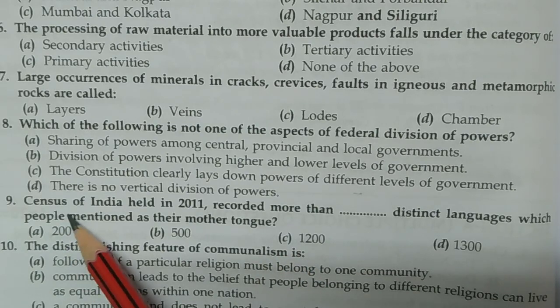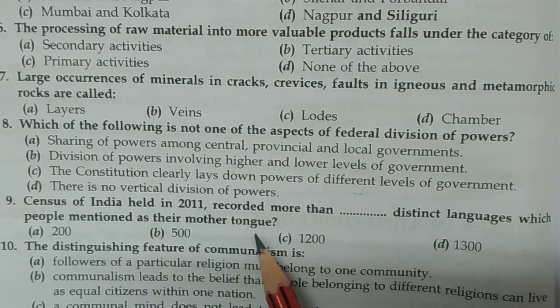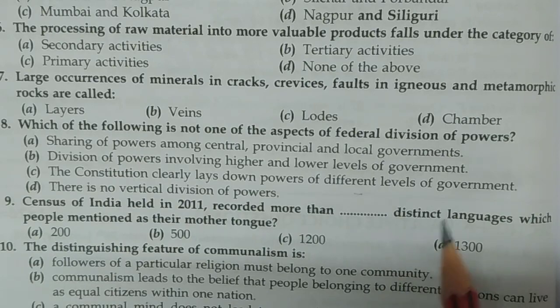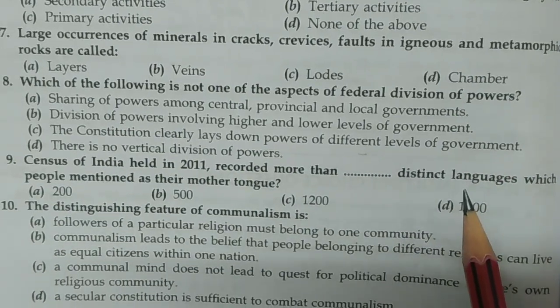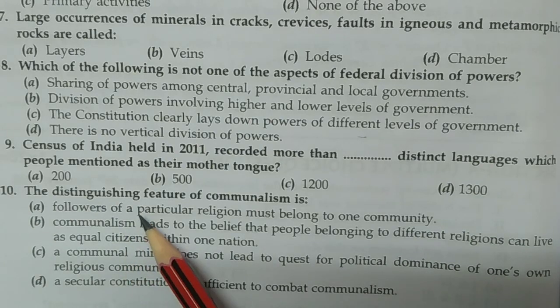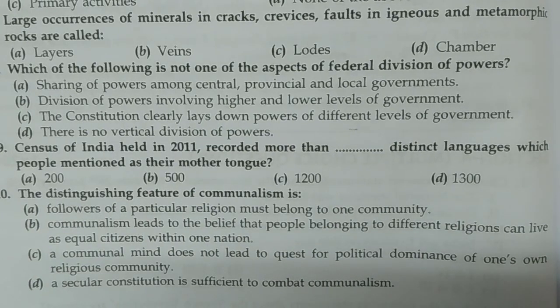Question number 9. Census of India held in 2011 recorded more than dash distinct languages which people mentioned as their mother tongue. So you have these 4 options, you can choose your correct option. Now let's come to question number 10. The distinguishing feature of communalism is, so you have these 4 options, you can see it properly from here and you can find the correct answer.